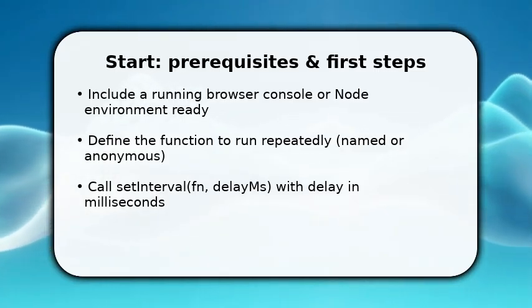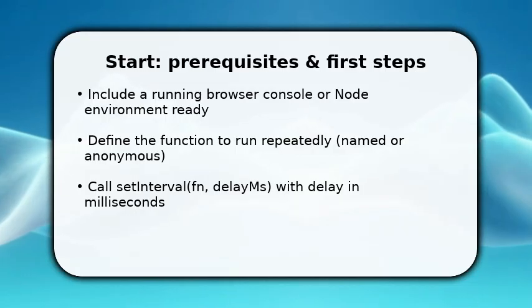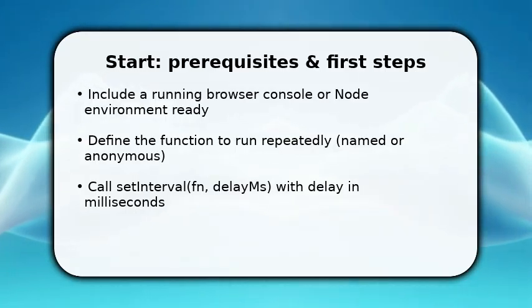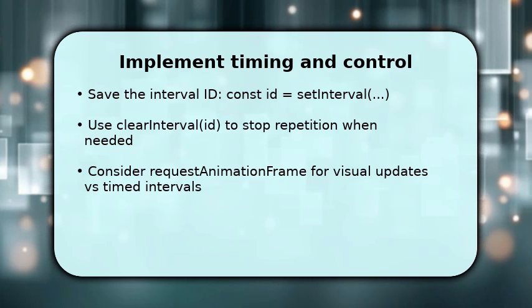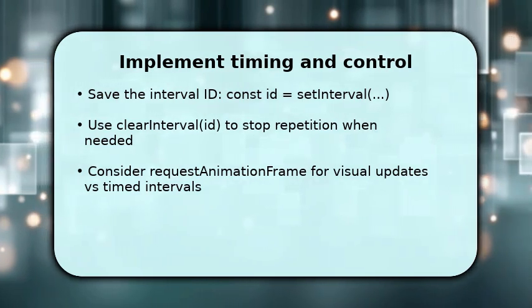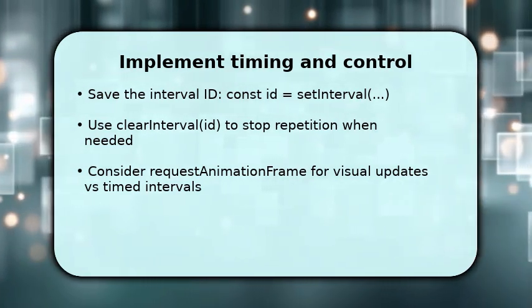Make sure to avoid heavy synchronous work inside the callback, otherwise the loop will lag and pile up. Once you have the interval ID stored, you can programmatically stop or replace the loop. This is crucial for cleanup.